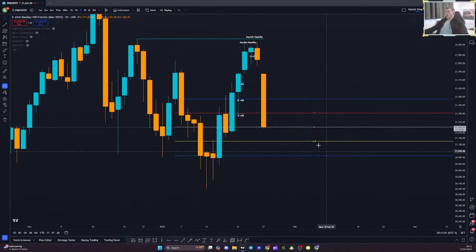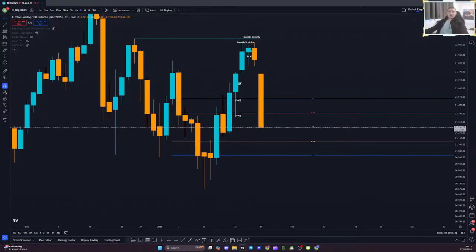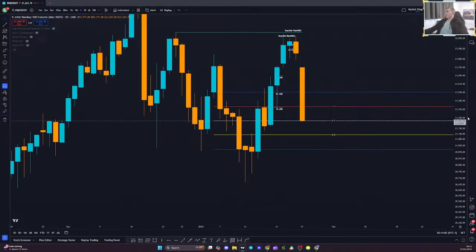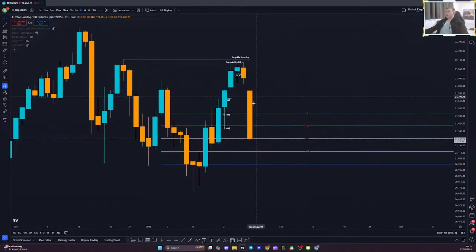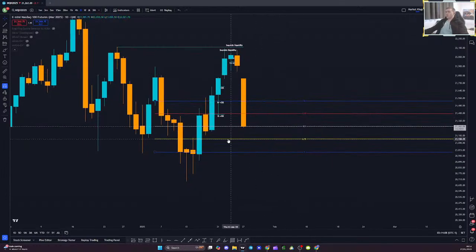And then on the daily, we traded into this daily order block right here. What am I looking for? Obviously, I'm still bullish on Nasdaq. I do want to see it go back up, and then this will just be a wick on the weekly.